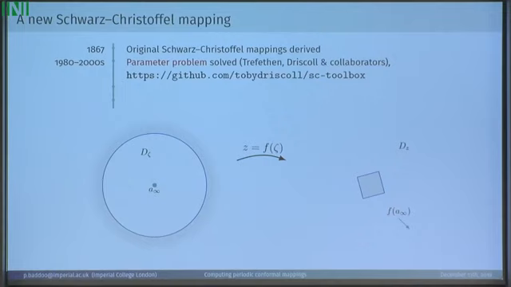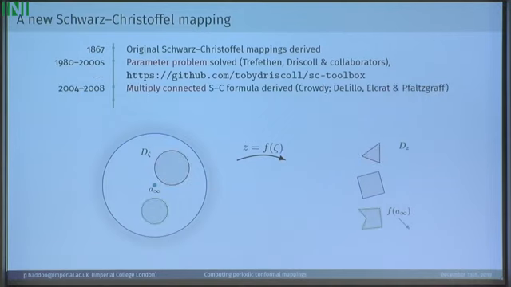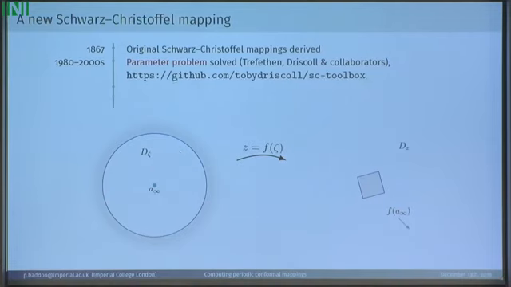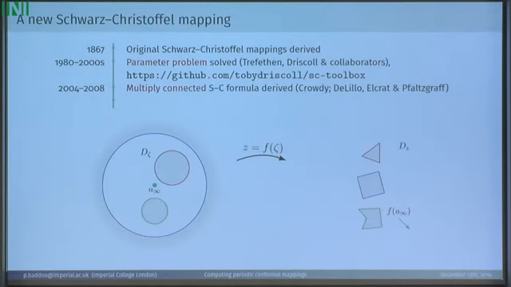And a major theoretical advancement came in the early 2000s when two groups of researchers, Darren Crowdy at Imperial and Tom DeLillo and his collaborators at Wichita State, derived the multiply connected Schwarz-Christoffel formula. So now, instead of just having one disk mapped to one polygon, they could compute the mappings for multiple disks mapped to multiple polygons. And actually, these formulations were valid for any connectivity, so not just singly connected or triply connected in this case, but any number of objects per period window.